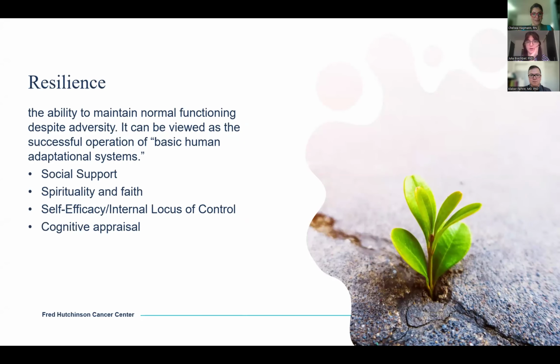Another way to think about our coping is how can we build our own resilience? And this really comes from an idea of stress inoculation. How have you faced past challenges in life? What has worked for you and what hasn't worked? And learning from those experiences and building kind of a toolbox of how you cope. And this can be made up of social support, spirituality, faith, meaning in life. It doesn't necessarily have to be religious.